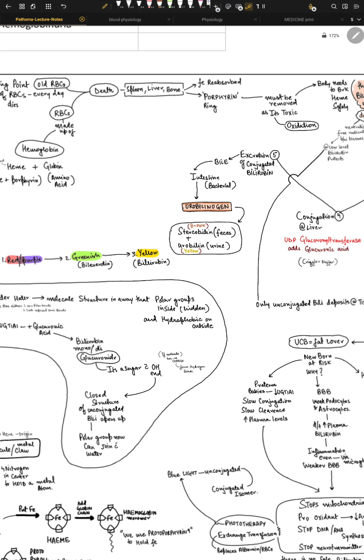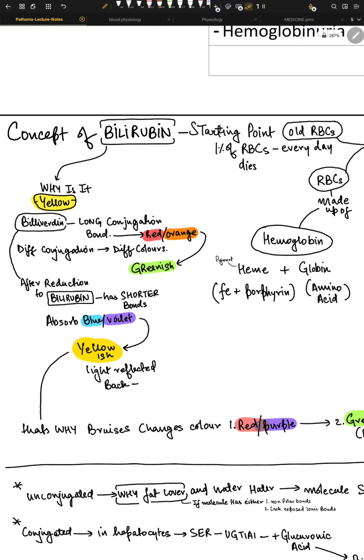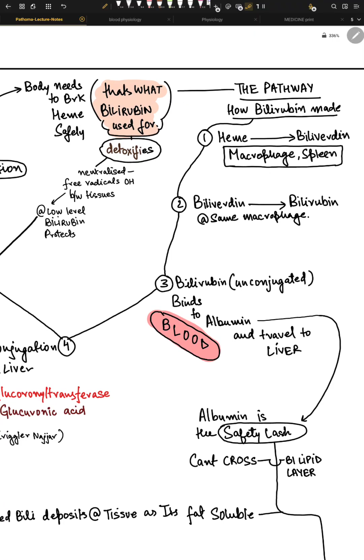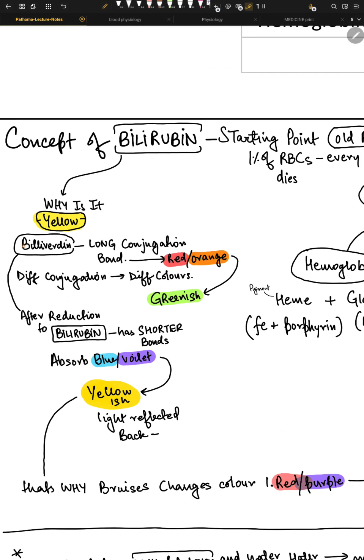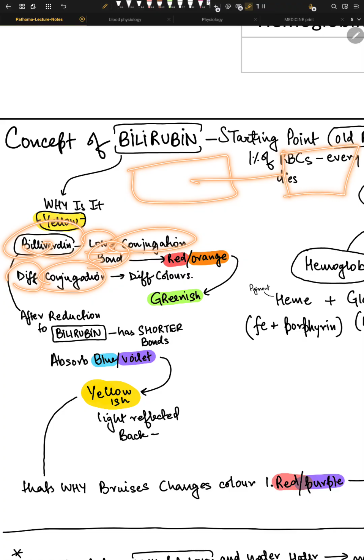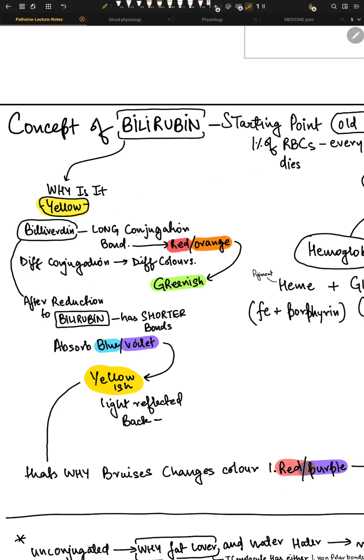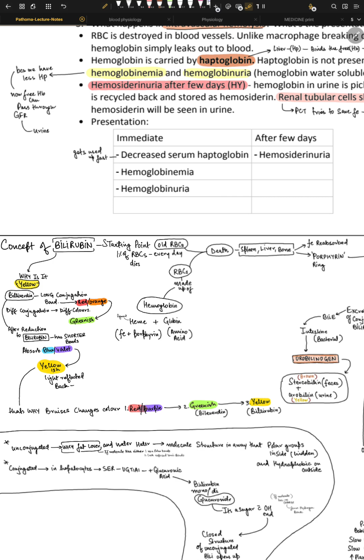A conjugated bilirubin part. Another question that can come up here is why is bilirubin even yellow? Because of biliverdin, the form before bilirubin, right? So heme makes biliverdin. The biliverdin has long conjugation bonds, and the length of conjugation can change the color. This long conjugation can absorb red and orange. Once it absorbs red and orange, the green color is reflected to us, and that's why biliverdin is greenish in color.